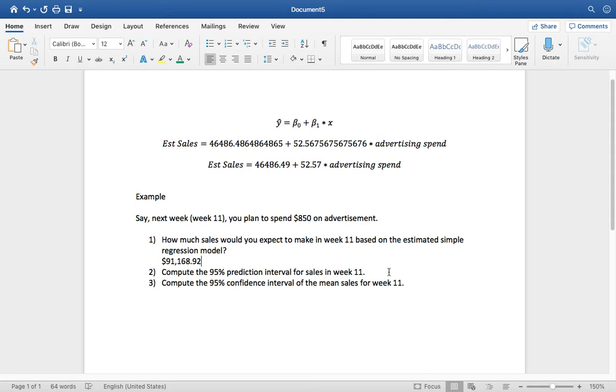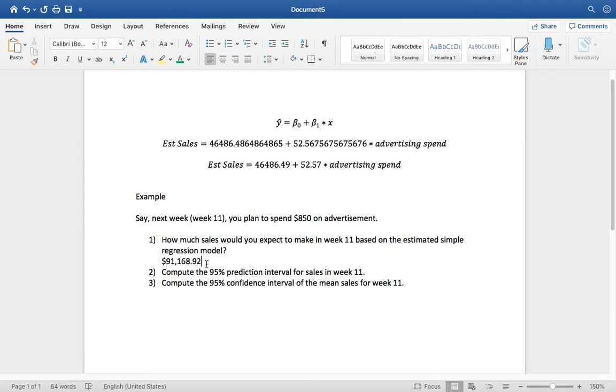The next part of the question says, compute the 95% prediction interval for sales in a week. Well, we just predicted that we're going to make sales of $91,168.92. That, if you remember, is a point estimate. It's a single value. And now they're asking us to make an interval estimate, give it a range for this figure, for this predicted sales. So again, a prediction interval is talking about the future. So they're saying, look, you predicted that you're going to make $91,168.92 in sales. Can you give me an interval estimate for your prediction? And that interval estimate will be called a prediction interval.